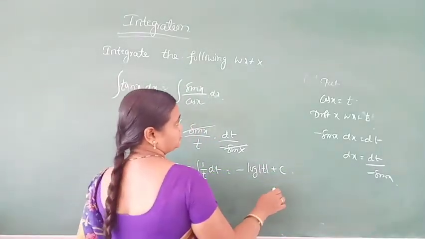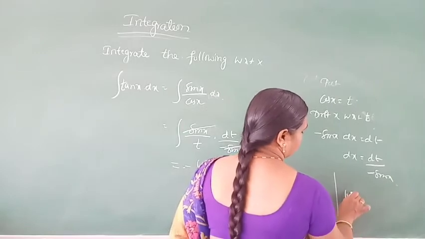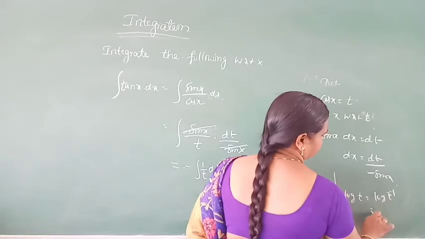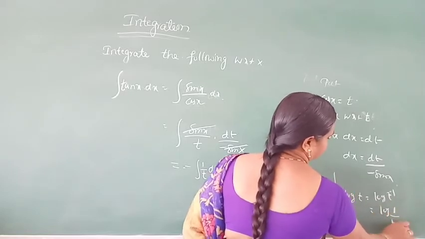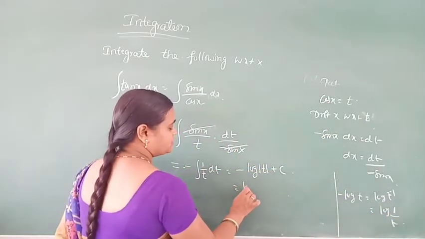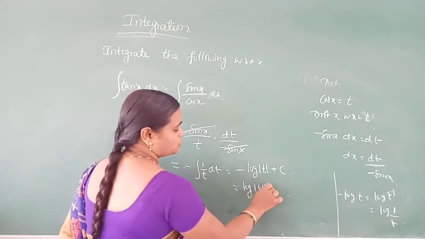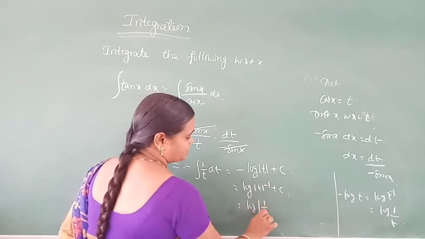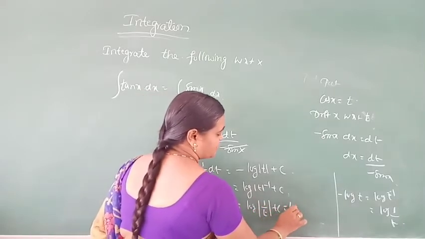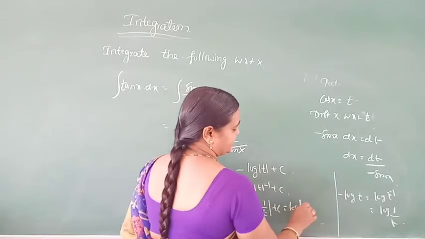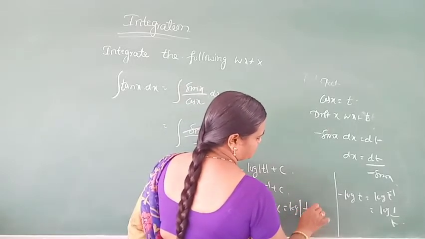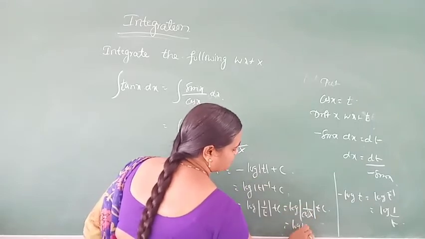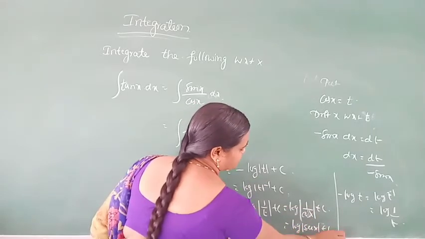And according to logarithm, we know that minus log t can be written as log of t to the power minus 1, means log of 1 by t. Right? Using that, we can write this as log of modulus of t to the power minus 1 plus c. Or we can write log of 1 by t plus c. What is your t? 1 by cos x plus c. Or else we can write log of 1 by cos is what? Sec x. Therefore, we can write log of sec x plus c.